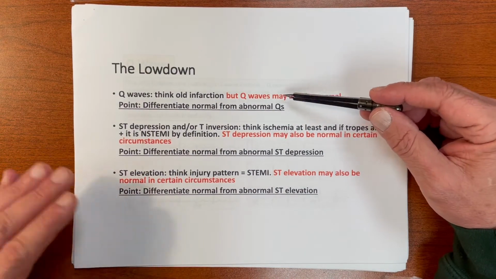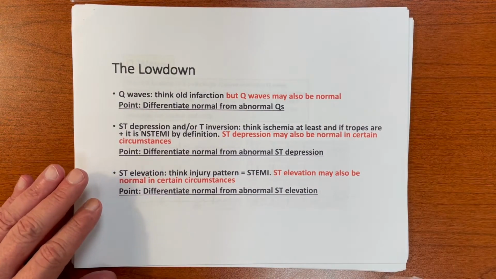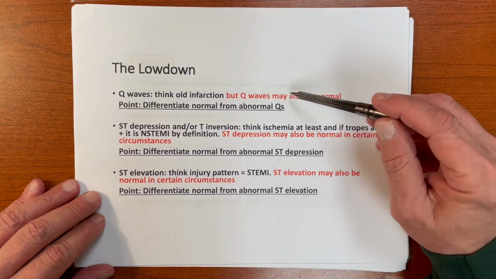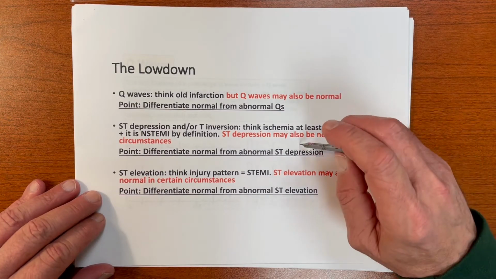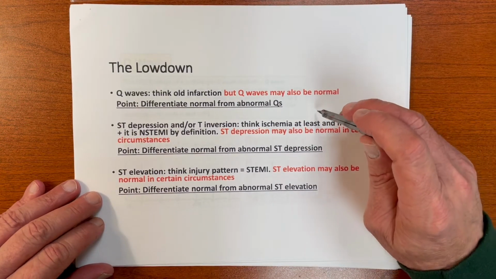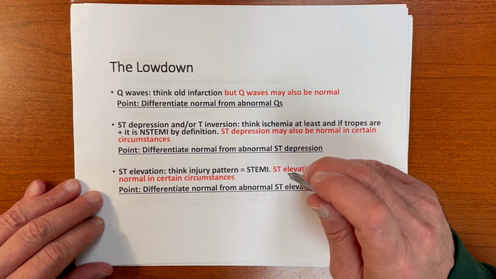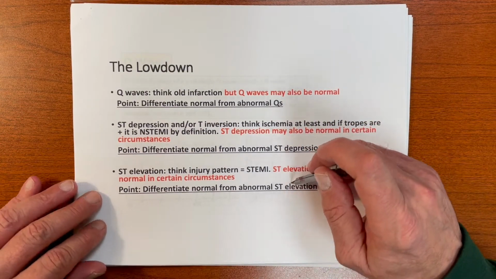So we have to now, therefore, spend the rest of this time discussing how to determine what is normal versus abnormal for Q waves, ST segments, and STs down or STs up, okay?